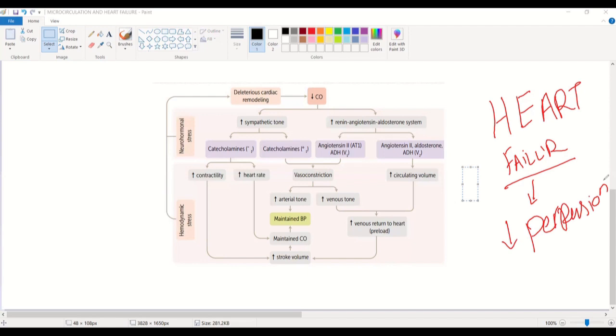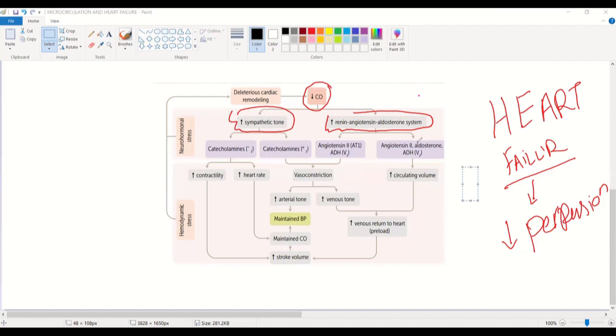So this is the beginning. Some injury leads to decreased cardiac output. So what will the heart do? It will try to compensate by activating the renin-angiotensin-aldosterone system and the sympathetic system, increasing sympathetic activity, right? The renin-angiotensin-aldosterone system has many effects, but I will only discuss the significant events that lead to heart failure.